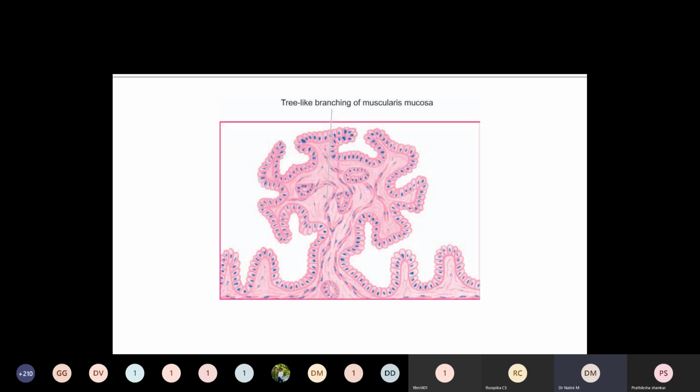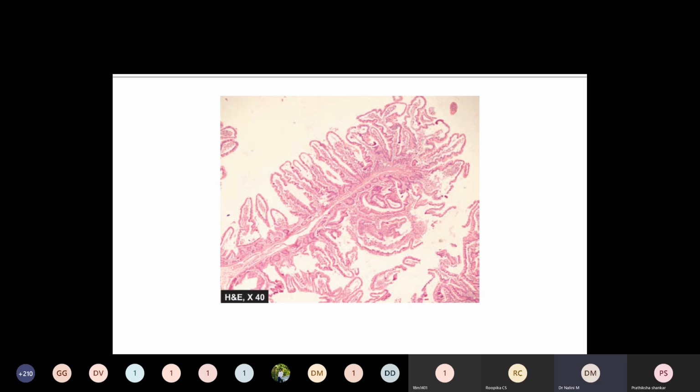Okay, so this is a pictorial representation. If you can make out the tree branching appearance of the muscularis mucosa, the muscularis mucosa here appears plain, and the tree branching appearance is, this is an actual HD picture. So you can make out the muscularis mucosa. This is just the mucosa where you have the lining epithelium, submucosa, and the lamina propria and the muscularis mucosa, showing a tree branch appearance of the muscularis mucosa.